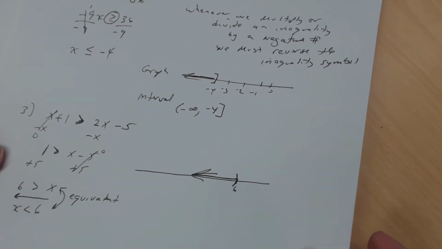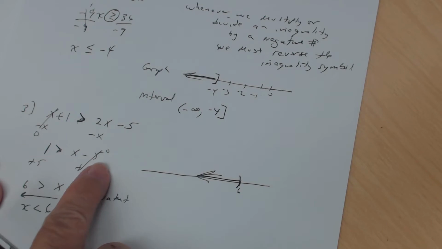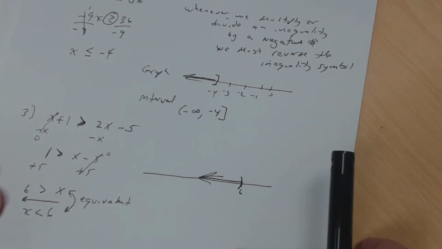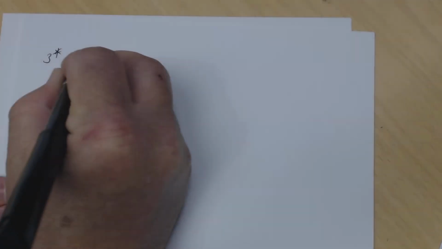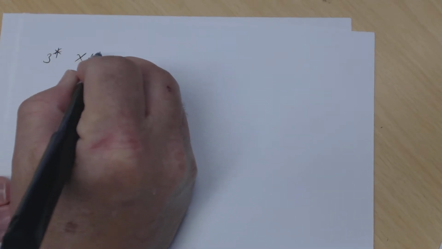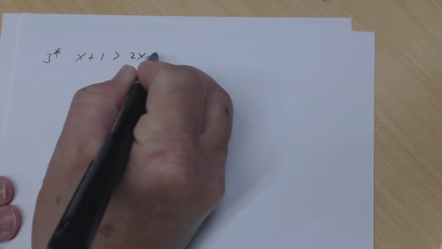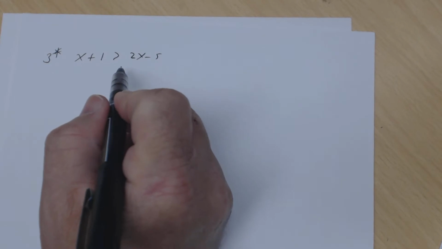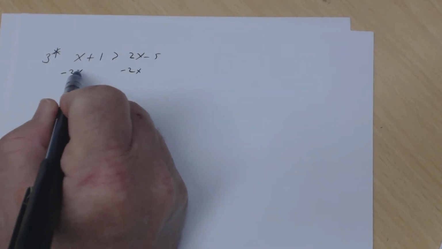And now I can do the same problem. Instead of bringing the variables to the right, you could have brought them to the left. So let's see what happens if you do that, if you bring the variable to the left. So we're going to do 3 again with a little star. So still the same problem. So x plus 1 is greater than 2x minus 5. Except this time subtract 2x from both sides.